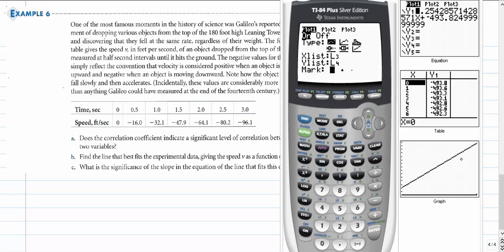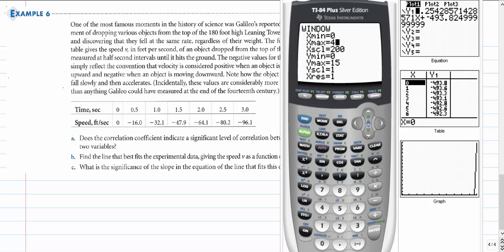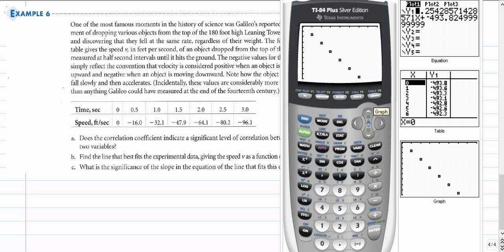And you will see the graph. Let's look at my window. I want time x from 0 to, let's say, 4, increments of, let's say, 0.5. I want y from negative 100 to 0. Let's say every 10. Graph. Okay, this is my graph.